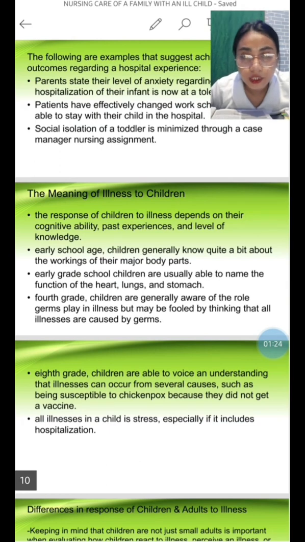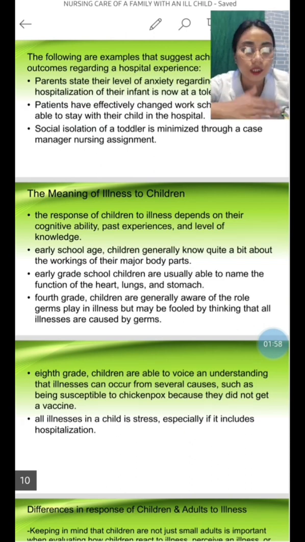So 8th grade children are able to voice an understanding that illnesses can occur from several causes, such as being susceptible to chickenpox because they did not get a vaccine. And lastly, all illness in a child is stress, especially if it includes hospitalization. So if the child is not yet matured, there's a lot of myth about the cause of illness which they depend and believe on, but if they're getting matured, they are knowledgeable and aware of it.